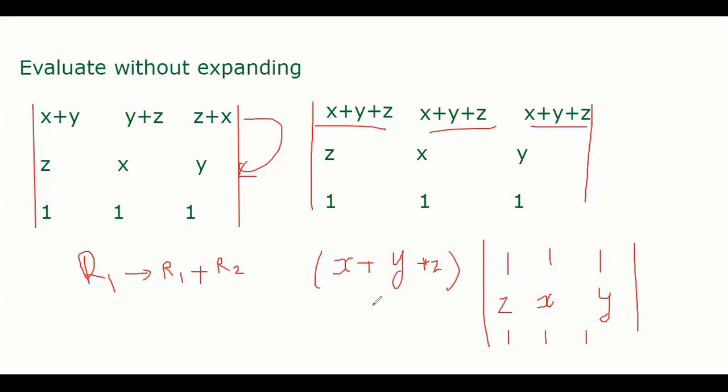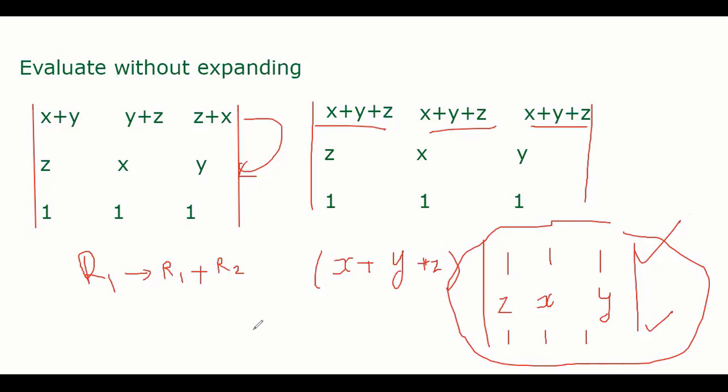What can be done now? Any ideas? Two rows are identical. Right. When two rows are identical, what is the property? The determinant value is 0. So all this is 0, because my row 1 and row 3 are identical. So the determinant value becomes 0. So x plus y plus z into 0 is 0. Finally, the value of the determinant in the question is 0.